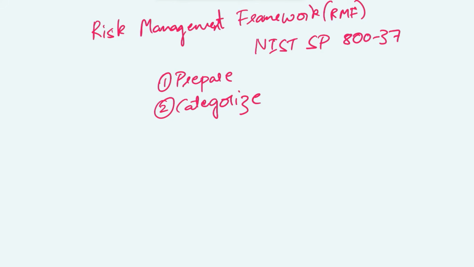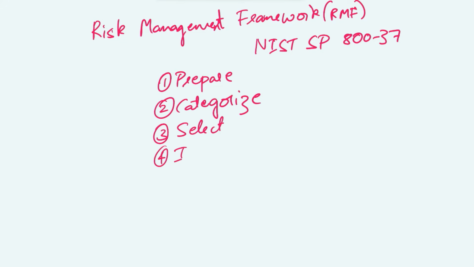Here, the organizations identify and categorize their information systems and assets based on their criticality, sensitivity, and impact levels. This categorization helps in determining the appropriate level of security controls needed to protect the systems. Then we have select. In the select step, organizations choose the appropriate security controls that are aligned with their risk management goals and the categorized information systems. The selection process involves assessing and customizing security controls based on the organization's specific requirements.